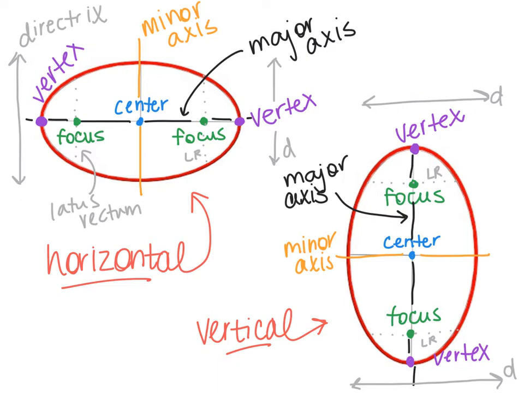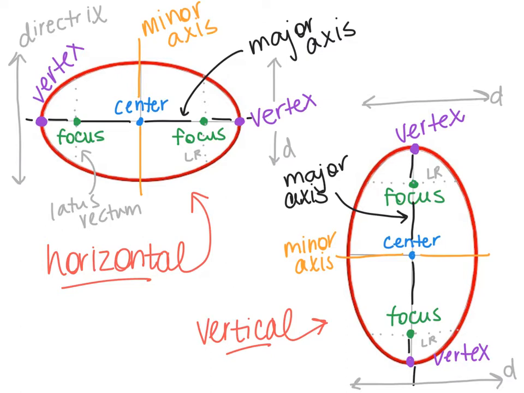So it has 5 major parts. It has 2 vertices, here and here, 2 foci, it's got a center point, and it's got a major axis and a minor axis, depending on the horizontal or vertical alignment of it. So it also has a directrix, or actually it has 2 directrixes, and 2 latus rectums, which we can find, but they're not as helpful here as these other 5 things.